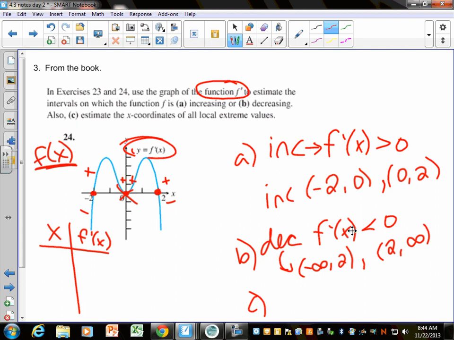Because on this one, do you agree that it was decreasing and then it changed to increasing? So I could even say that at x equals negative 2, that is a local minimum. And then at 2, it changes from increasing to decreasing. So at x equals 2, it's a local maximum.